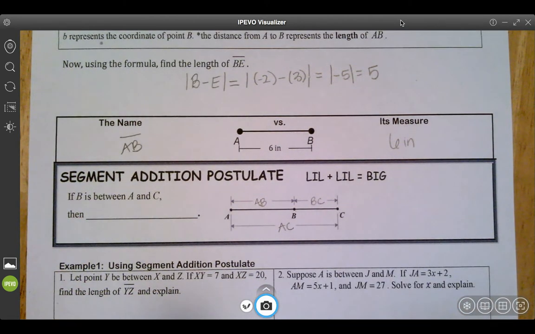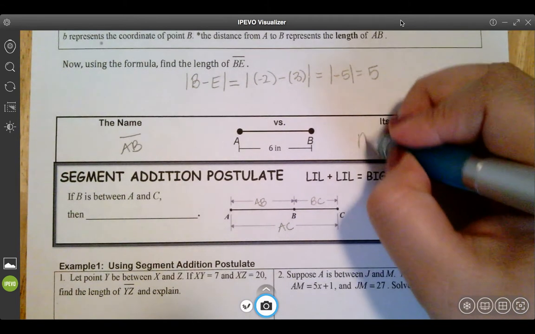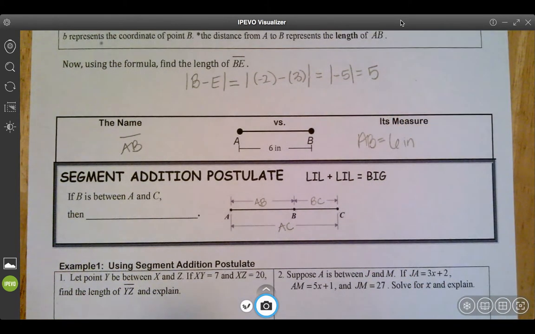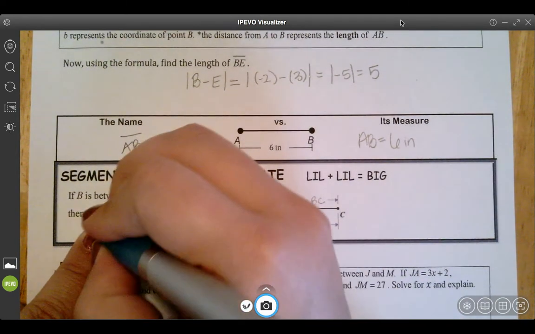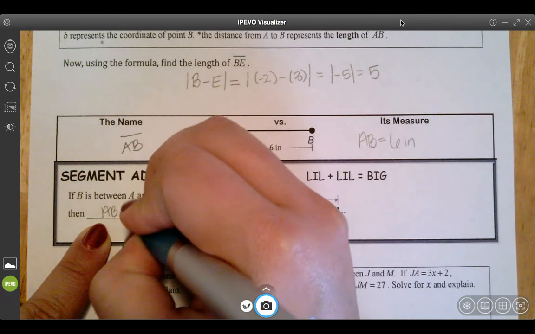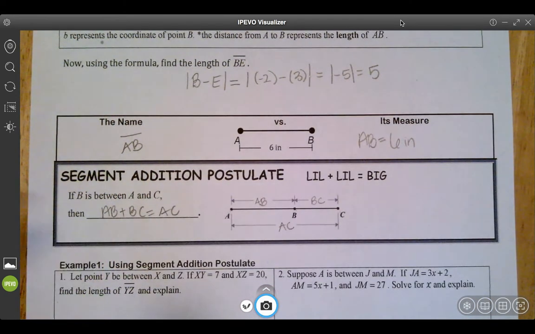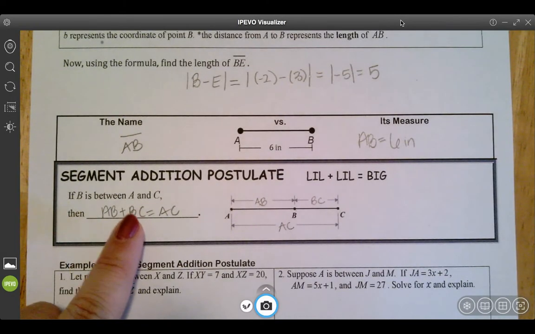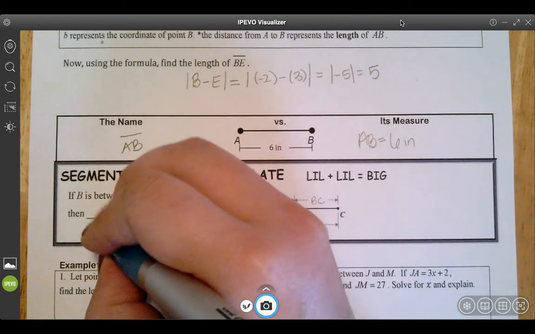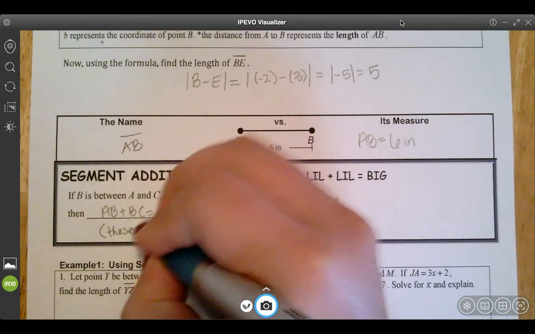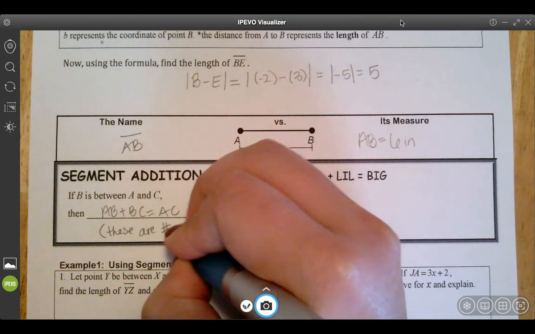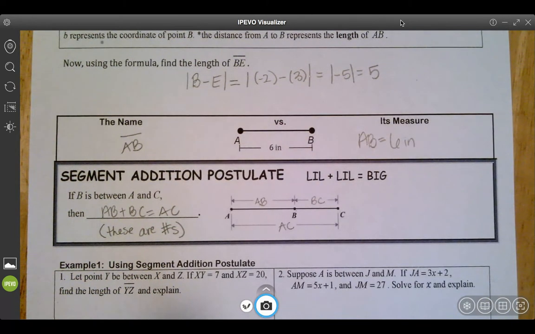Notice I did not put lines over those, because without the line, AB is a measurement. So if we're talking about measurements, I can say AB plus BC equals AC, and because there's no line over it, I'm talking about numbers. I'm saying the measure of AB plus the measure of BC equals the measure of AC. I'll put in parentheses here, these are numbers. Let's do some examples.